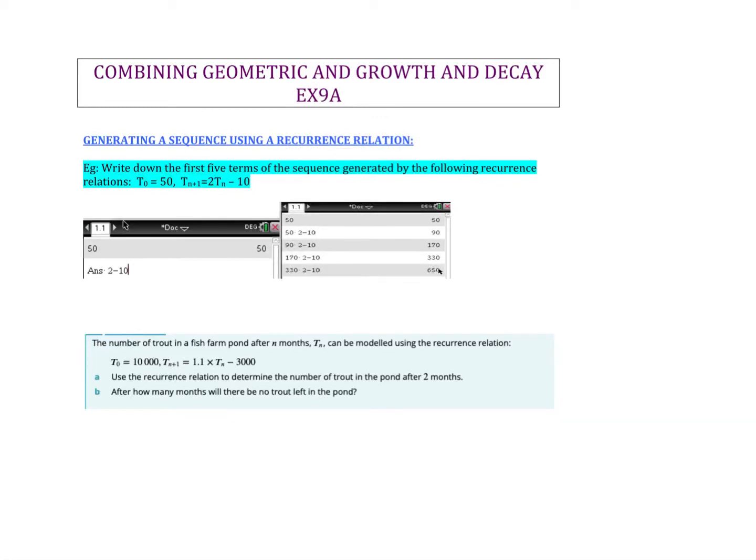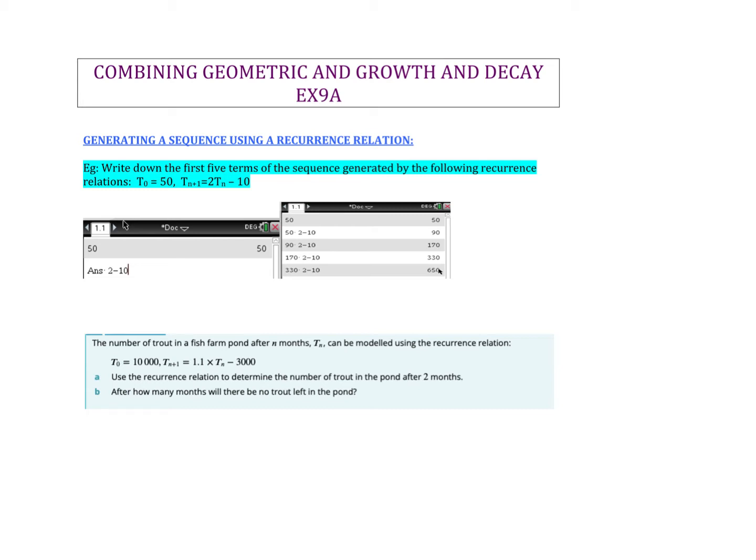Okay, so today we're starting chapter 9. So 8 and 9 are the only chapters of this topic. What we're going to look at now is when we have a combination of a growth and decay scenario.